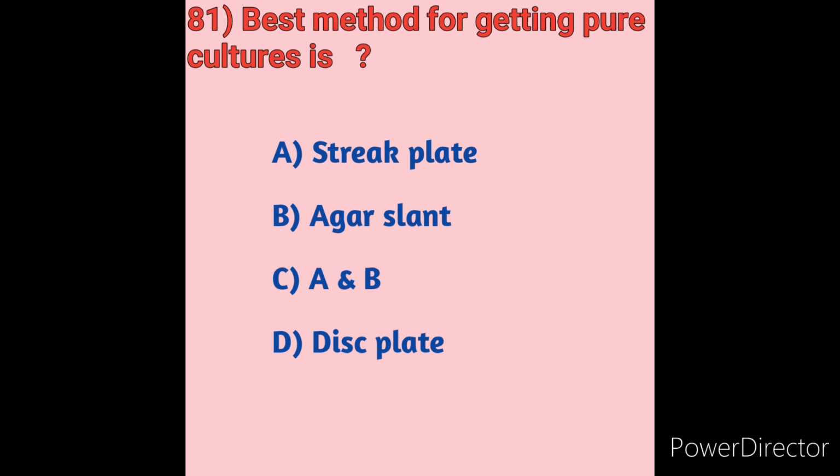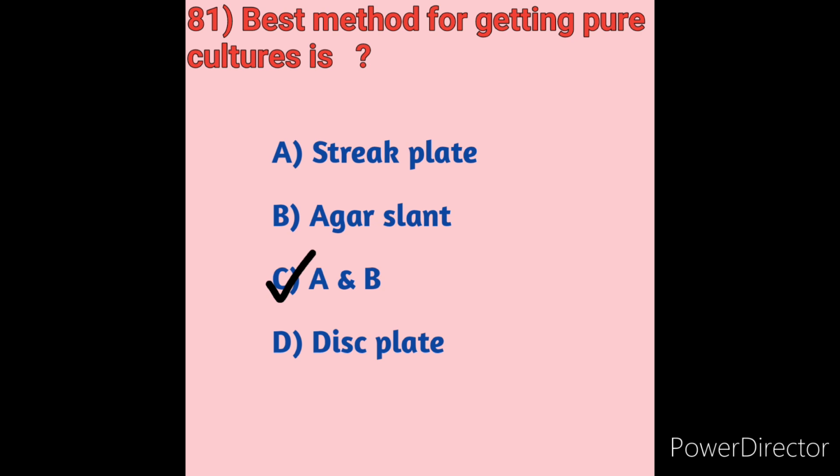So here the best method for getting pure cultures is option A and B. Streak plate and agar slant methods are used for getting pure cultures. Agar slant tube and streak plate is the correct answer here. To make a slant tube, the agar is allowed to cool with the tube lying at an angle, resulting in a large surface area for spreading a culture. This is the method using an agar slant tube. So here option C is the correct answer.